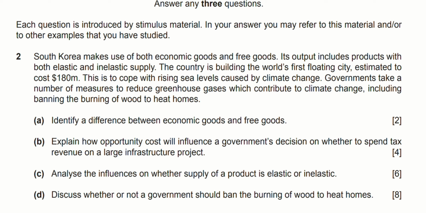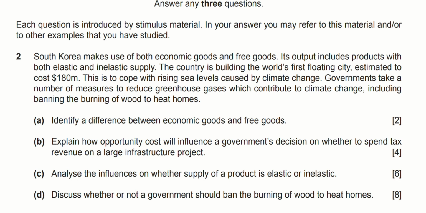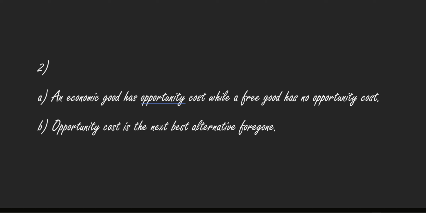Now, part A tells us to identify a difference between economic goods and free goods. So an economic good has opportunity cost, while a free good has no opportunity cost. Now, explain how opportunity cost will influence a government's decision on whether to spend tax revenue on a large infrastructure project. I first started by giving the definition of opportunity cost, and now I've stated my point, and now we're going to elaborate on my point.